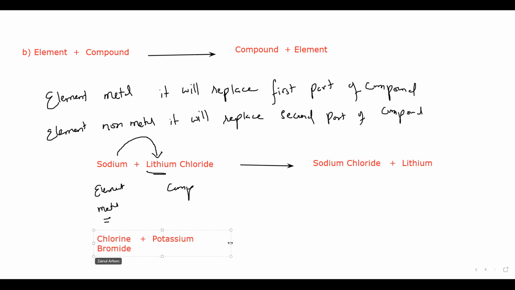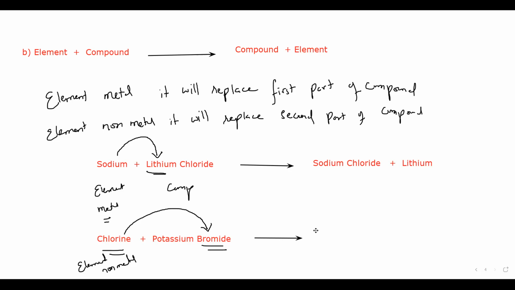So an element is reacting with a compound. Element chlorine is reacting with a compound, potassium bromide. So what will be the product? How to identify the product? We have to check the element first. Chlorine is an element, and chlorine is a non-metal. So if the element is a non-metal, which part of a compound will it replace? It will replace the second part of the compound. So chlorine will take the position of bromine, and the bromine is being knocked out.